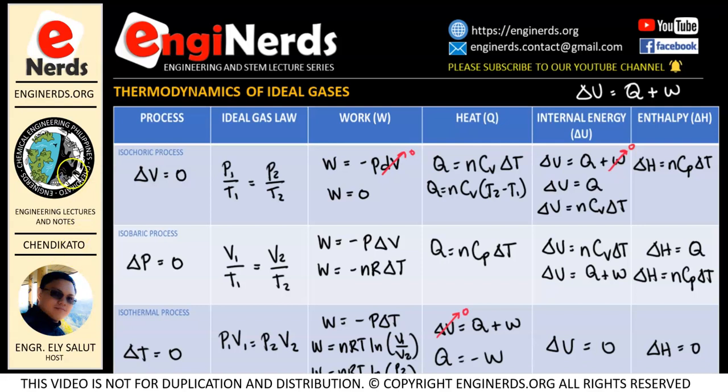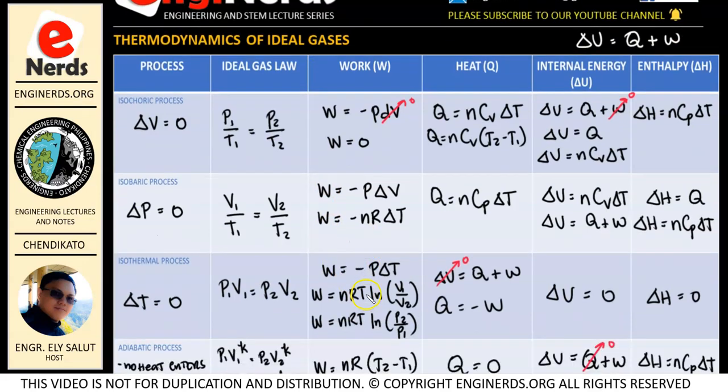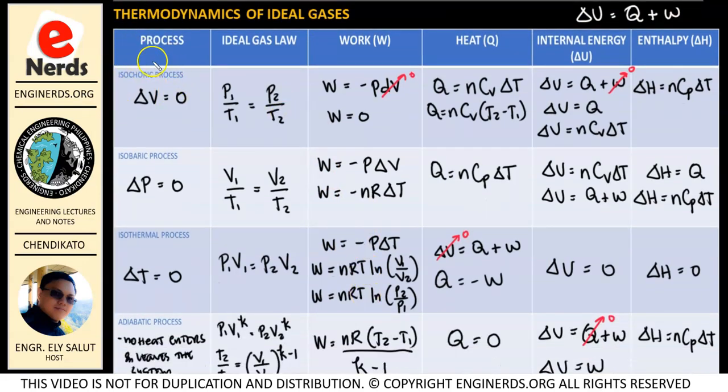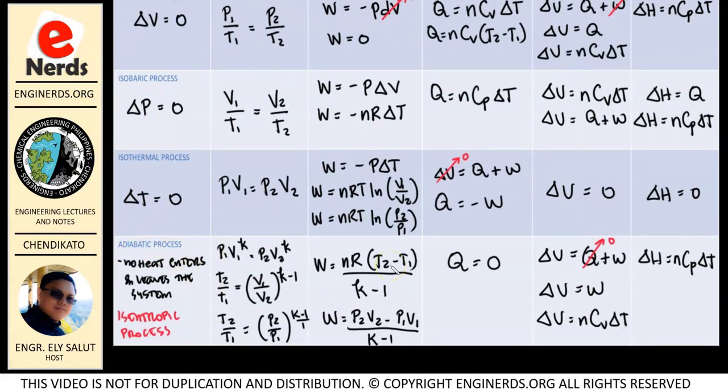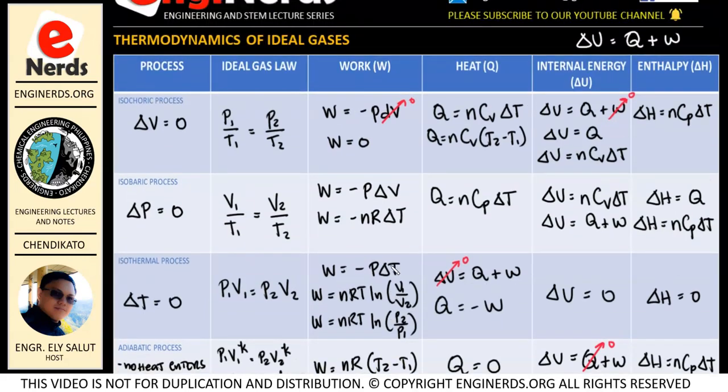Hi guys, today we're going to discuss thermodynamics of ideal gases. So this will be a summary of all the equations that we will be using when you are working with ideal gases in thermodynamics. So as you can see, we have different processes here. We have the isochoric process, isobaric process, isothermal process, and the adiabatic process. So we have here the summary of the equations that will be useful to you in different processes.